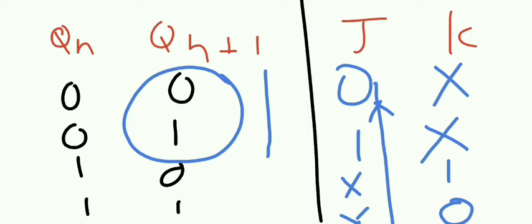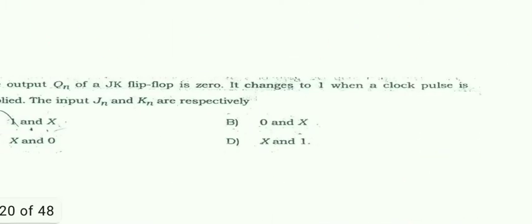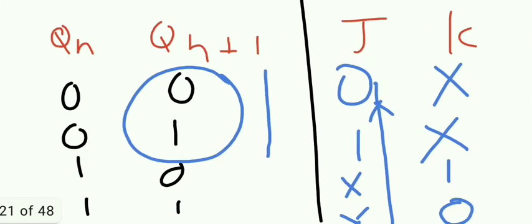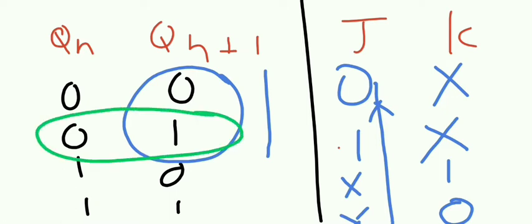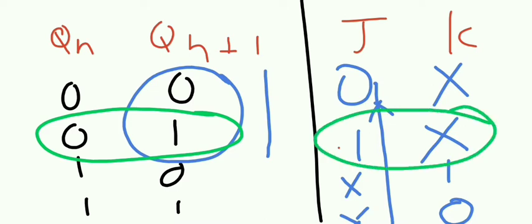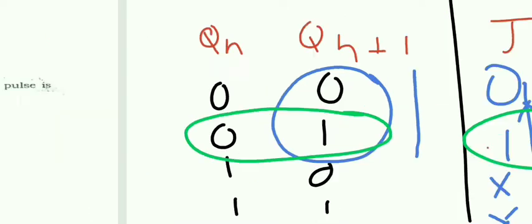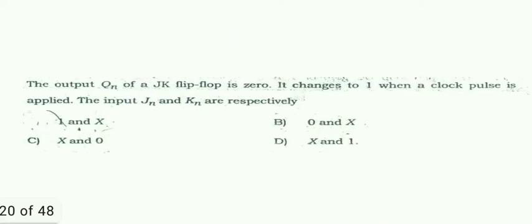So here what they asked, initially it is in 0, then it is shifted to 1. So we have to check where it is 0 to 1. 0 to 1 means this area, right? So when output is changing from 0 to 1, what should be the change in input? J is equal to 1, K is equal to X. So what is the answer? Option A is the right answer.